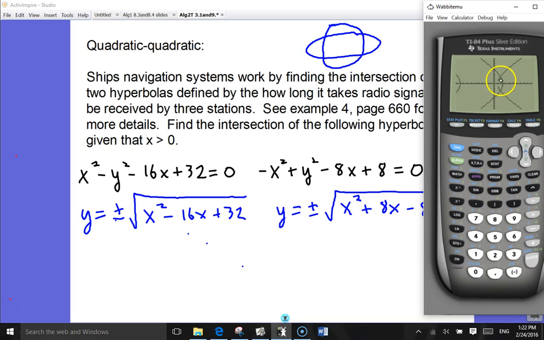Now I know I'm taking the intersection of the positive branches and the intersection of the negative branches, because there are two intersection points. So I'm going to go second, trace, 5. Y1 is on the first positive branch. That's good, so I take that. But I don't want the negative of that. I need to arrow down so that I'm on the other positive square root.